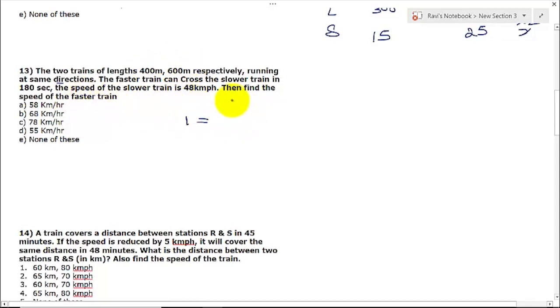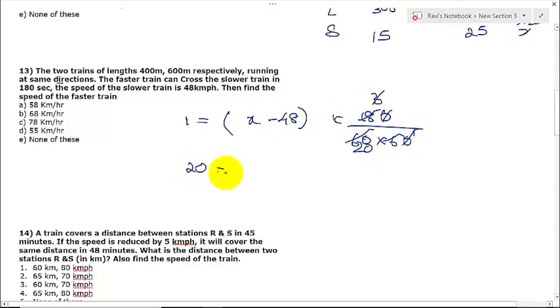They are moving in the same direction, so there will be a difference of speeds. Let us assume the value is x, so x minus 48, and the time they are taking is 180 seconds, so you have to convert this into hours by dividing by 3600, so x minus 48 equals 20. So 48 plus 20 will be 68, which is in option B.